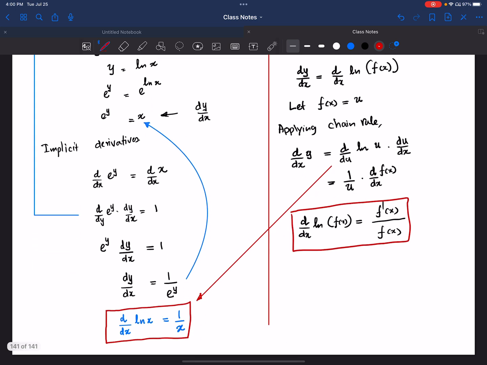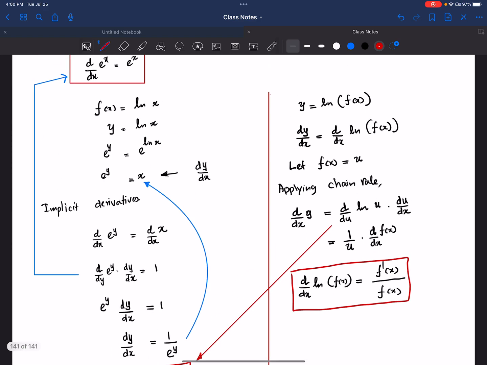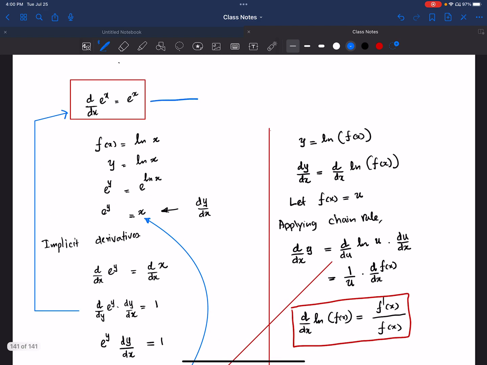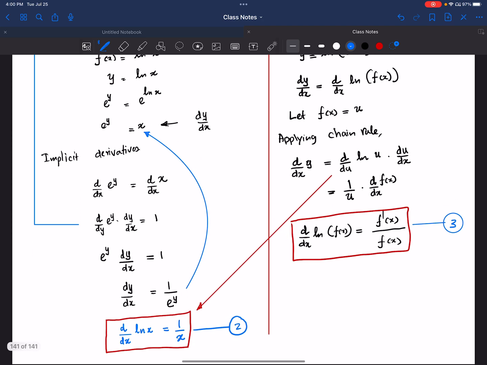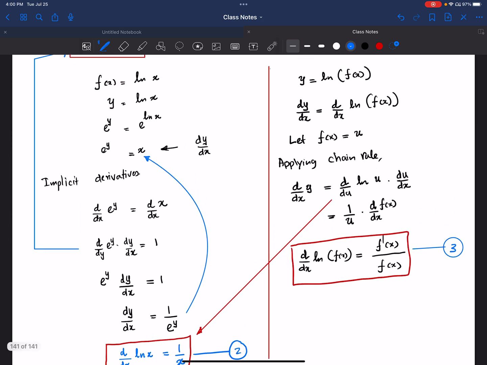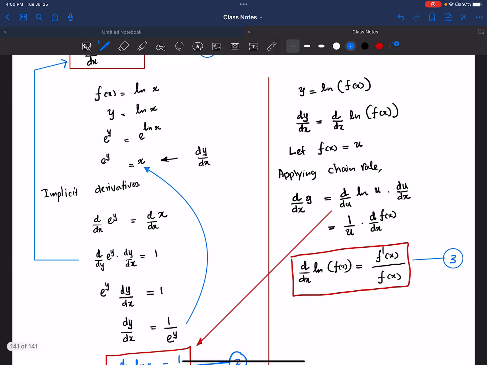And in summary, we learned this equation we already knew, that's equation 1. Then this equation we learned in this class, that's equation 2. And then this equation is 3. So these are the 3 equations that we learned in this lesson. We'll see in another video how we're going to use these things in problems.